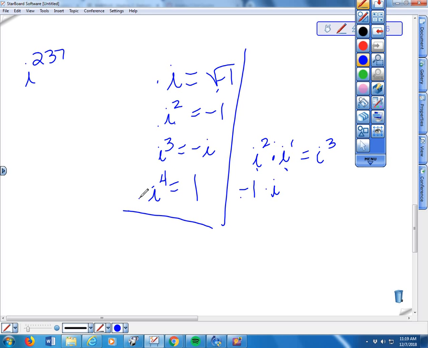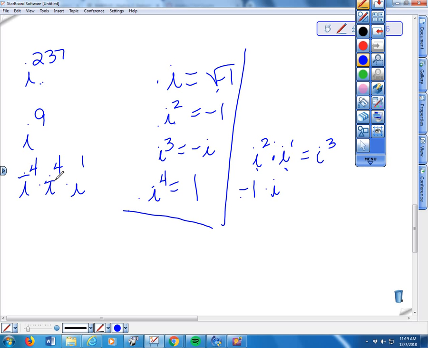Before I do this one, let's just do i to the 9th. i to the 9th is i to the 4th times i to the 4th times i to the 1. You add exponents, and that's i to the 9th. Well, i to the 4th is 1, times i to the 4th is 1. So all that's left, i to the 9th is the equivalent of i to the 1st power, because that's the remainder. 4 goes into 9 evenly twice. Those 2 just go to 1, and it has a remainder of 1.